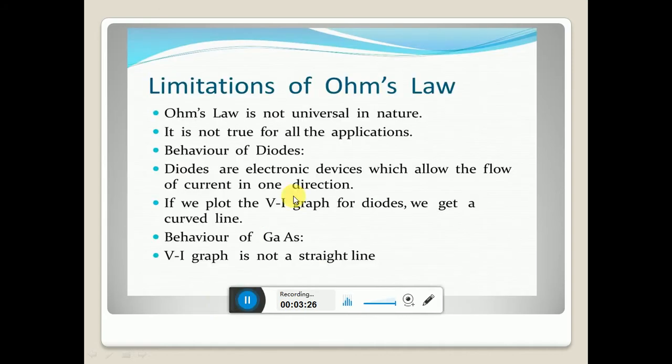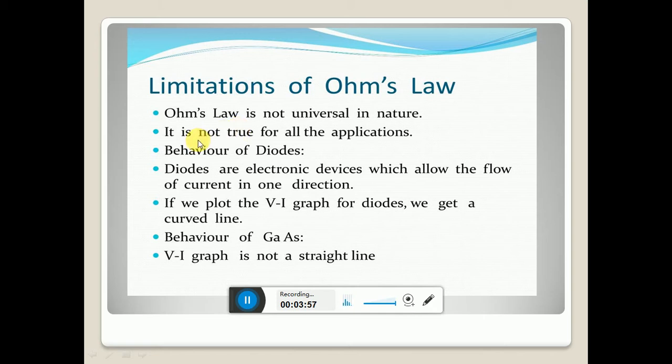Limitations of Ohm's law. Ohm's law cannot be applied in all the cases. The condition where Ohm's law is applied is that temperature should be kept constant, but it is not sure that when current is flowing through the conductor, its temperature remains constant. Always the temperature value changes, so Ohm's law cannot be applied in that case. That is the first one. So in order to apply Ohm's law, we have to maintain the temperature of that conductor at a low value.